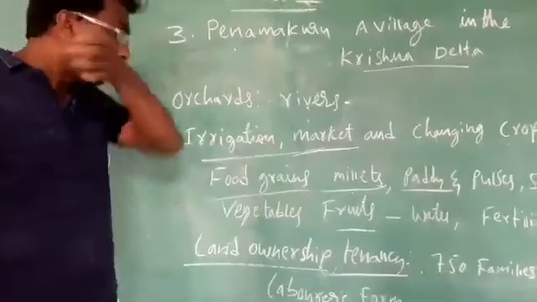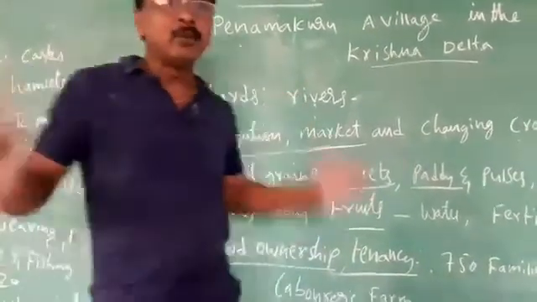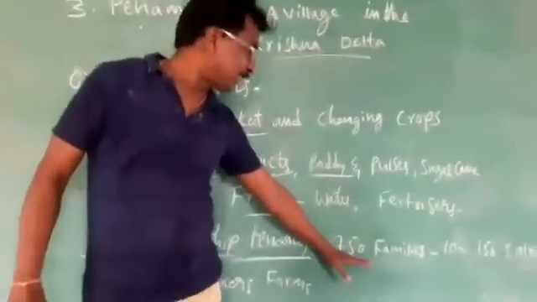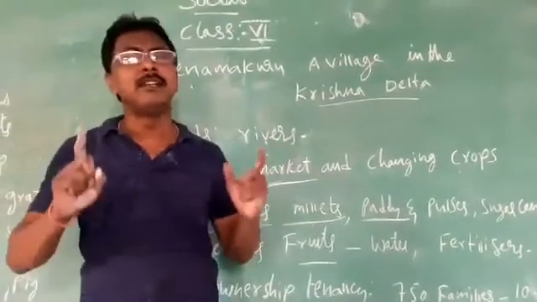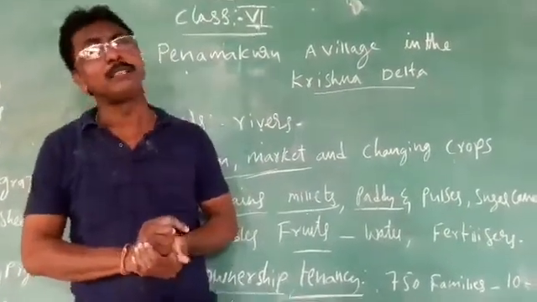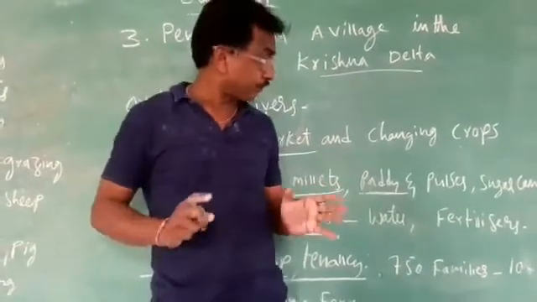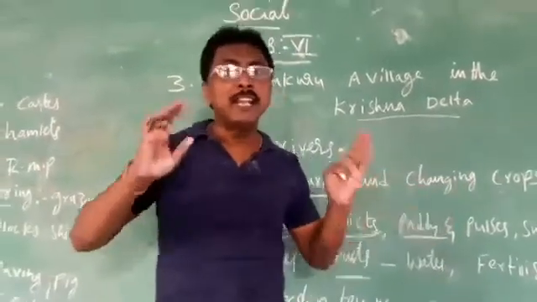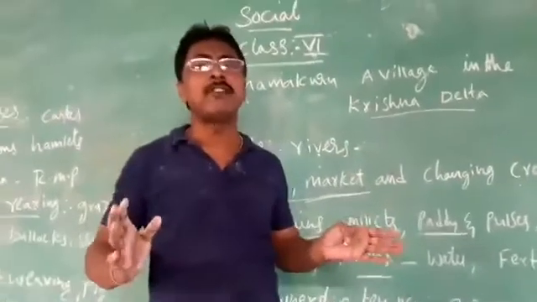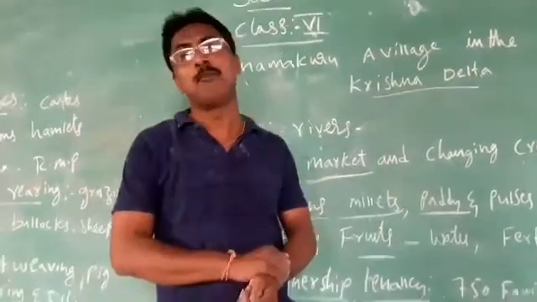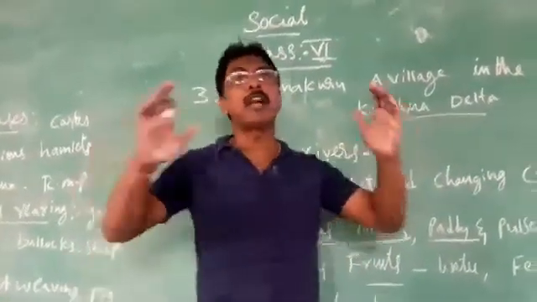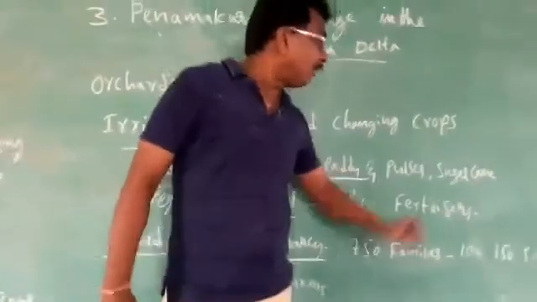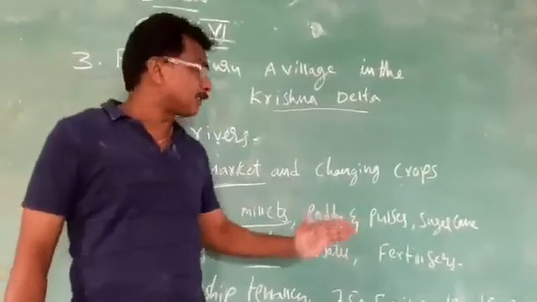And here I am going to tell you about land in Penamakuru village. In Penamakuru village, near about 750 families are agriculture families. Listen, 750 families are agriculture families. And in that, you see how many people are having lands. Some have 10 acres of land.